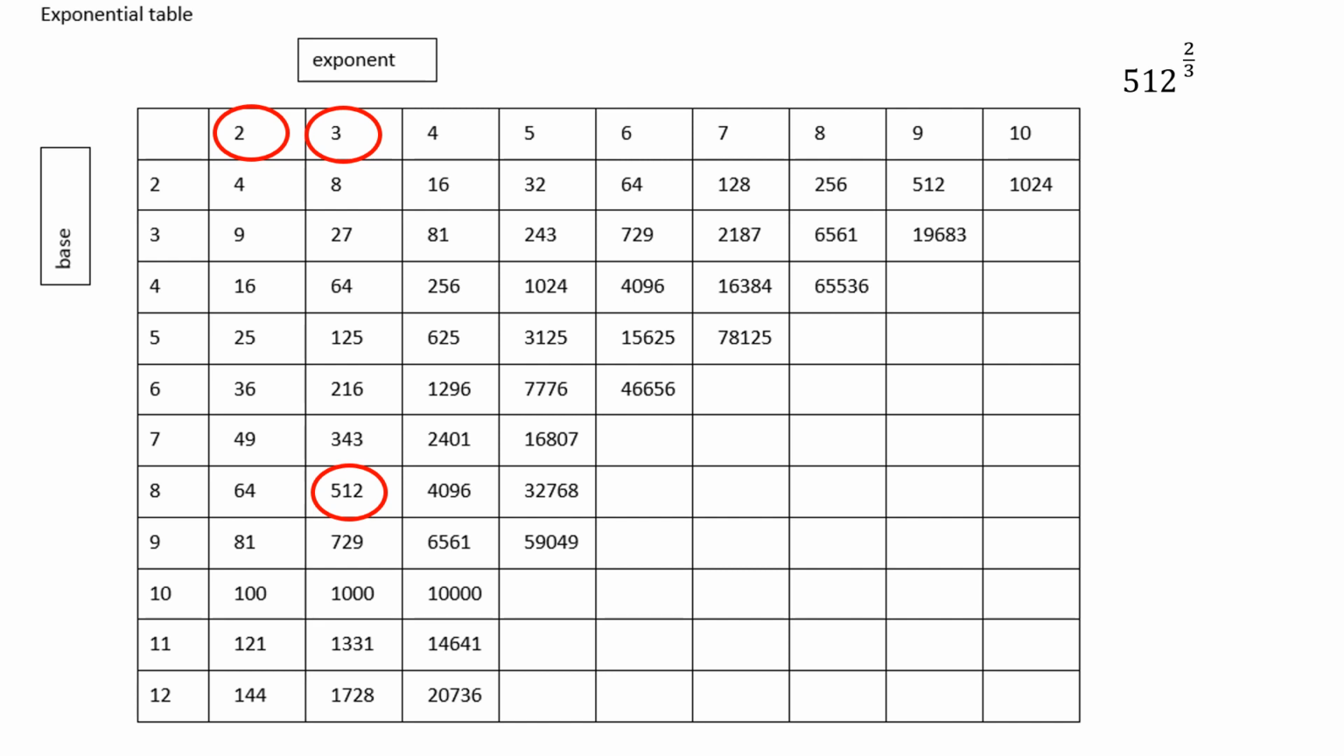Well, what's going to line up? 64. If I took the cube root of 512, I would have an 8. If I square 8, I get 64. So 512 to the 2/3 is 64.